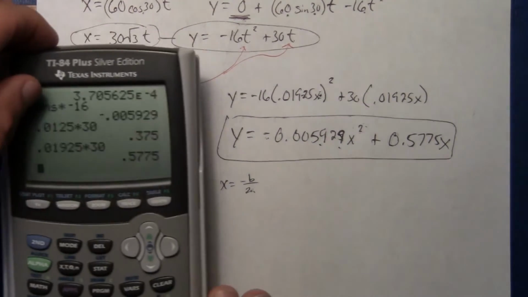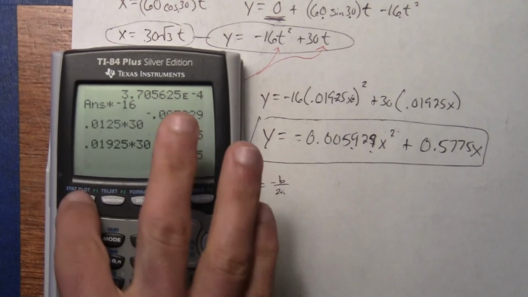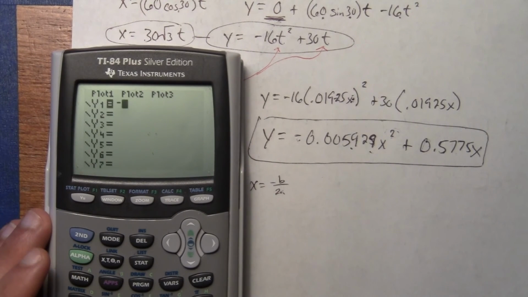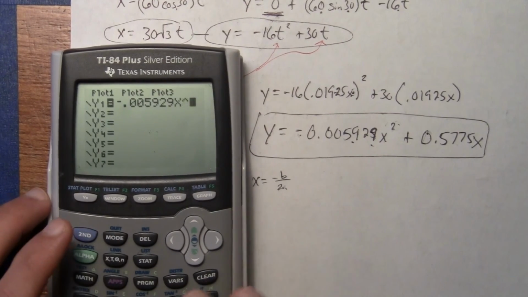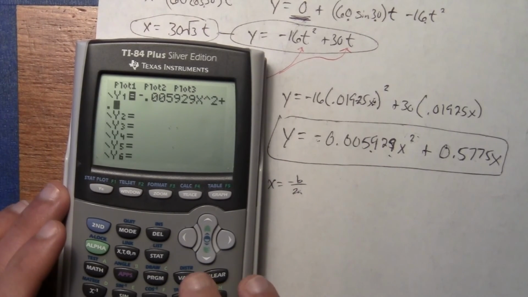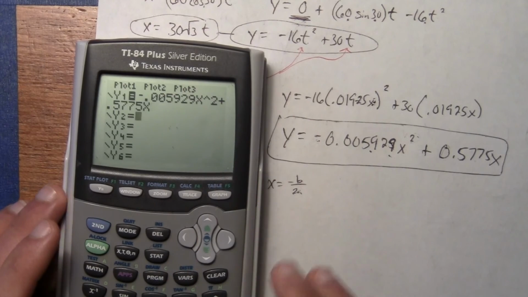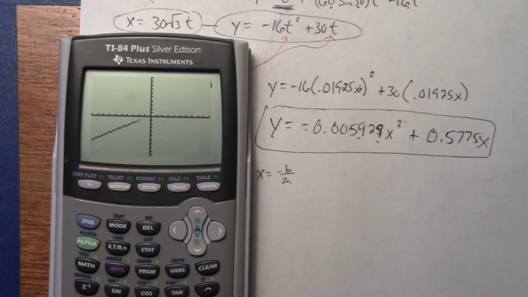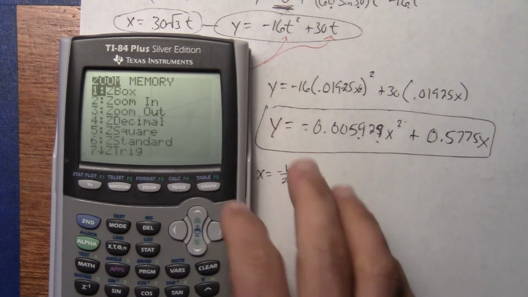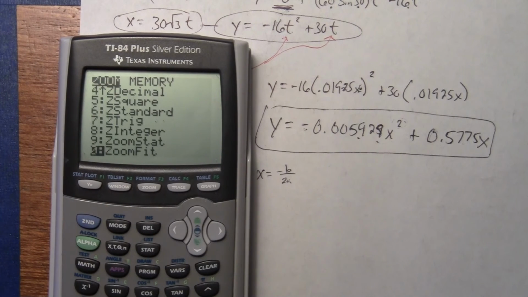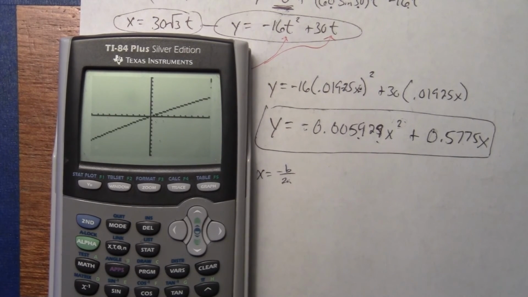Now I'm going to use my calculator to graph it out. So go to y equals, type in your function, negative 0.005929 x squared plus 0.5775x, and hit enter. Go ahead and hit graph. Because this graph probably is not going to fit on your calculator, just because the numbers aren't so nice, a lot of times you can go to zoom and then number 0, zoom fit. A lot of times that gives you a better picture. It's not going to this time, which is fine.